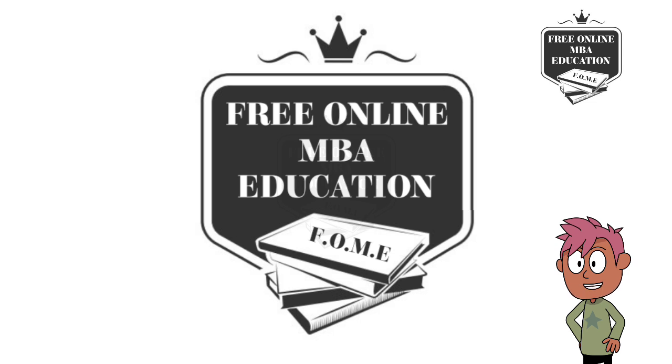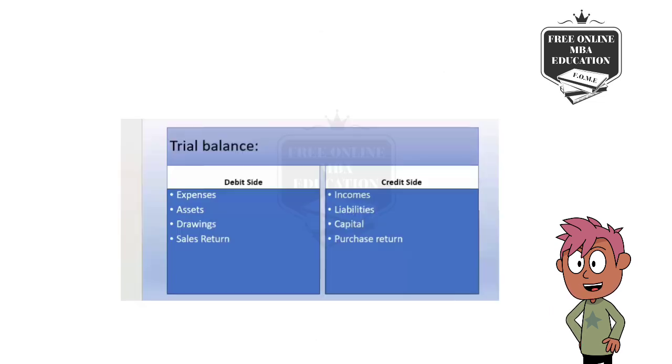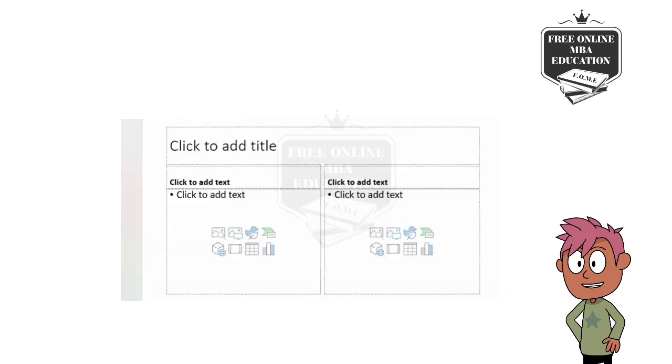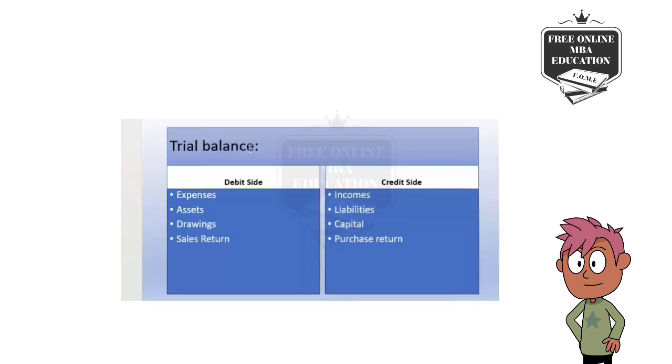Now we will see certain more formats as to how you are going to recognize those. I just mentioned this briefly yesterday. I will be taking this ahead in front of you. So the trial balance will have a debit side and a credit side. All the expenditures, then all the assets, drawings and sales return would appear at the debit side. All the incomes, liabilities, capital, and purchase return would appear at the credit side. Make these things very clear in your mind so that it will become easy for you to understand the 5th unit.